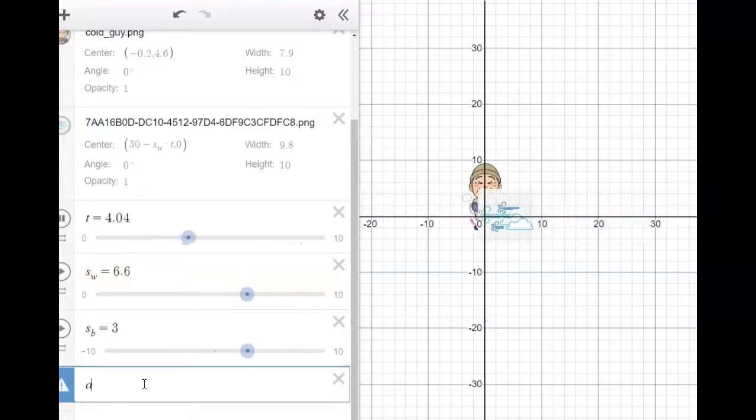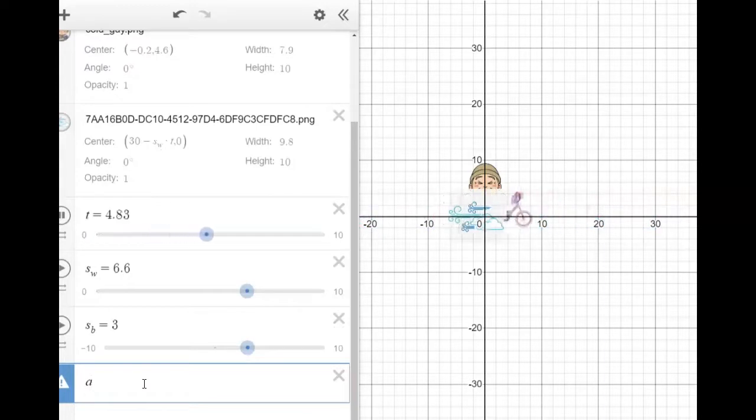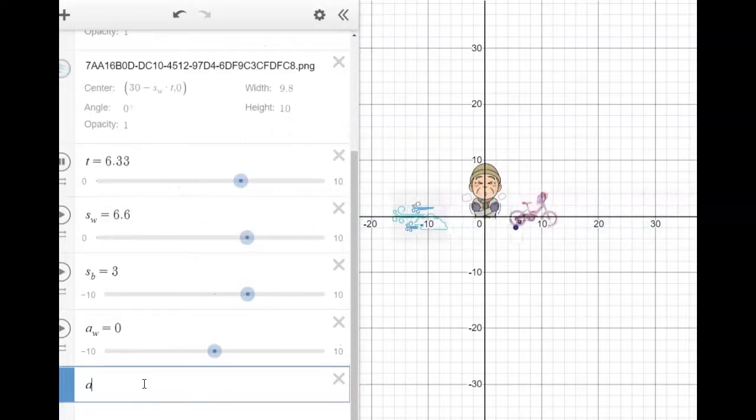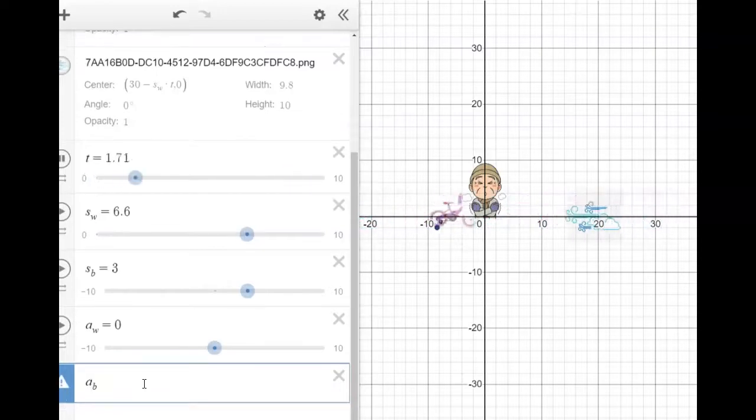I'll put an A for an angle. It doesn't like other letters. And then we'll do the subscript. So we've got the angle of the wind. I'll just start at 0, equals 0. Okay. And then I'll do an angle of the bike, and I'll set that equal to 0.2 for now. Okay. So now we've got to think about what happens if we give the bike an angle.